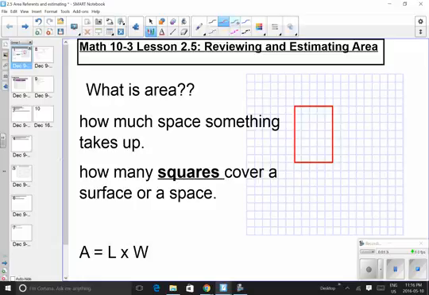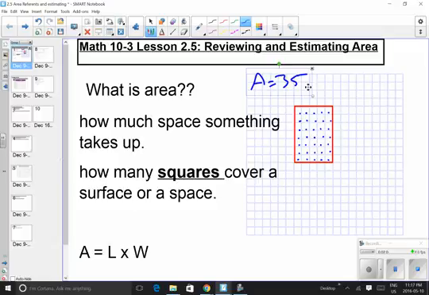So we can do this a couple ways. One, we can just count how many squares. 1, 2, 3, 4, 5, 6, 7, 8, 9, 10, 11, 12, 13, 14, 15, 16, 17, 18, 19, 20, 21, 22, 23, 24, 25, 26, 27, 28, 29, 30, 31, 32, 33, 34, 35. Right, so I know right off the bat, just by counting, that my area equals 35 squares, or 35 units squared. I don't know if they're centimeters, inches, feet, whatever.